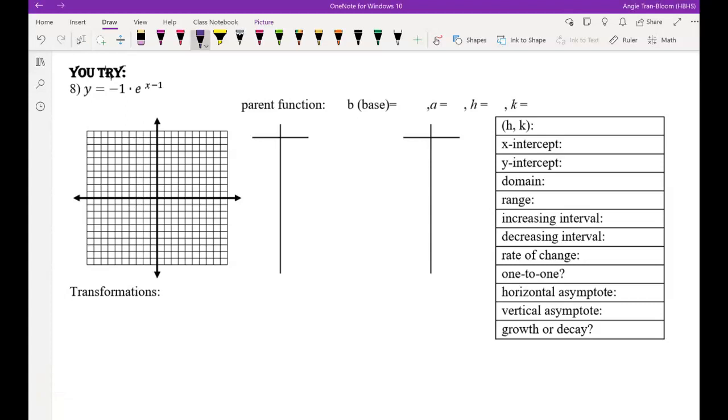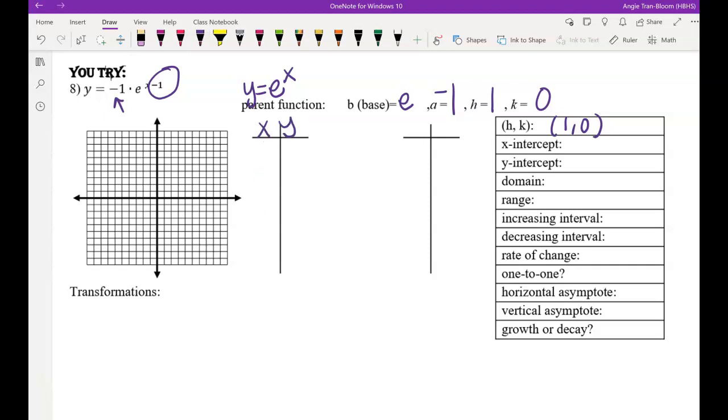Okay, guys, now we are on the natural exponential function. Your base is e, so your parent is going to go y equals e to the x. Your a is the front number, so that's -1. H is going to be a +1 and k is 0.